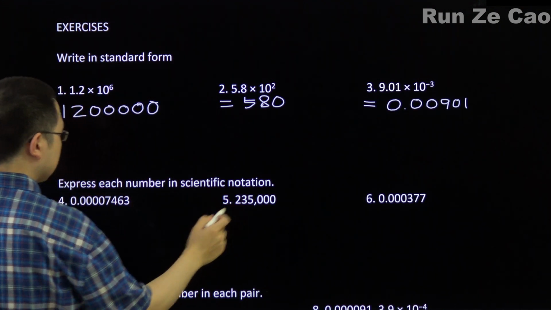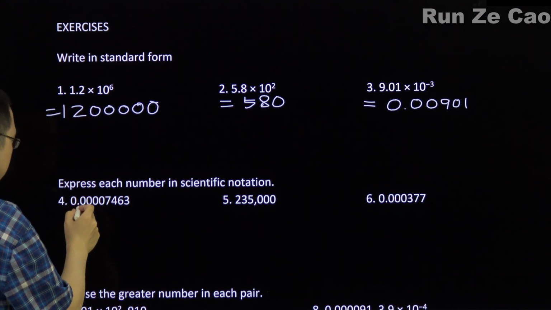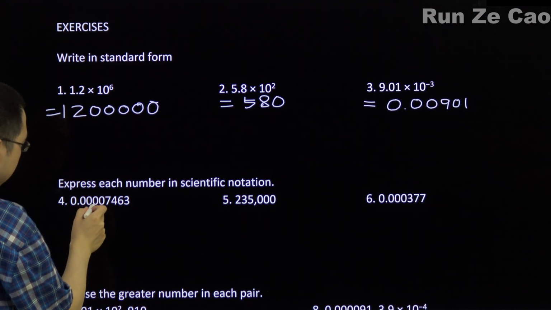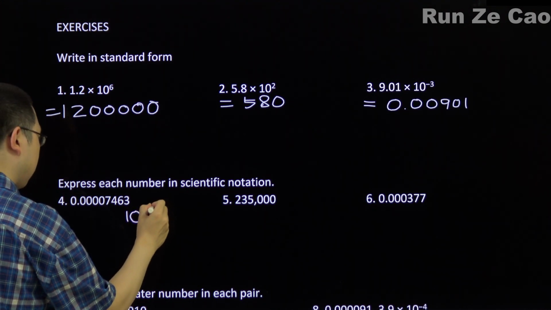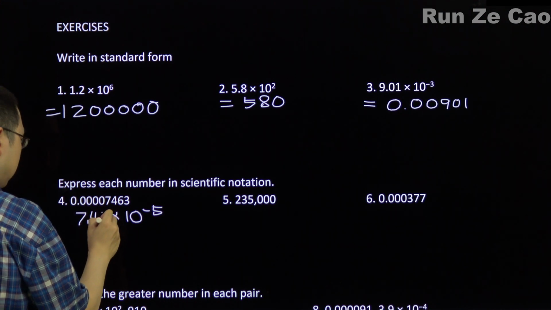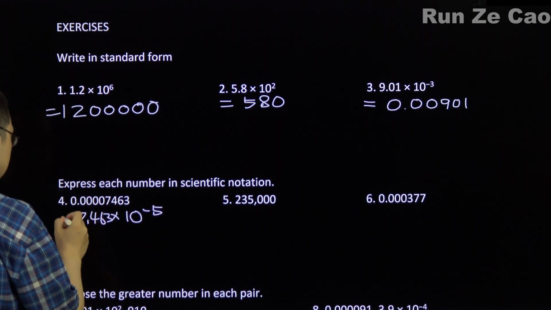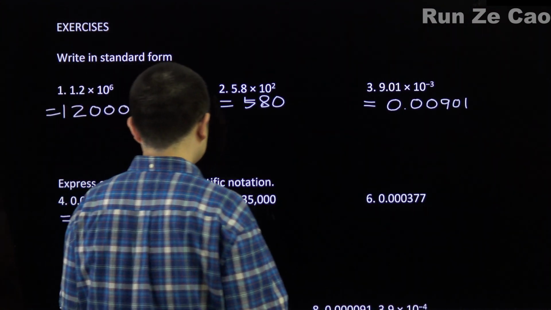Express each number in scientific notation. This one we got 10 to the negative first, second, third, fourth, fifth. So it's going to be 10 to the negative fifth. And then 7.463. Okay then.